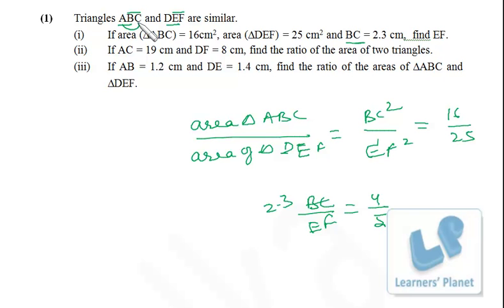Now AC and DF, right? That means the same sides are in proportion. So the area ratio will be 19 square by 8 square. Okay, so generally in exams, when the two triangles are given as similar, the sides should be taken in the same order as I am telling you: AB by DE, BC by EF, AC by DF. Okay, similarly you can do this third problem also.